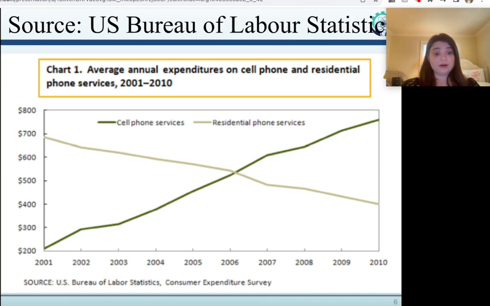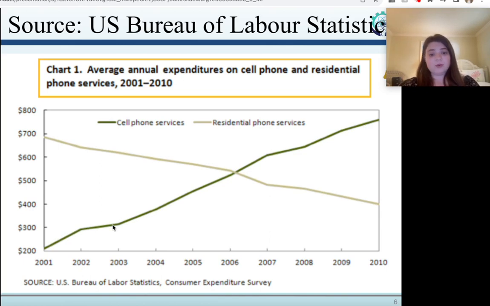But the main thing I notice is that over the 10-year period, people are spending more and more money on cell phone services, but less and less money on residential phone services. That's the biggest thing I notice, right? Like in 2001 over here, it looks like people are spending a lot more on residential phones, but by 2010, the opposite is true. People are spending a lot more on cell phones, right? And this is pretty gradual. It didn't go up and down, up and down, up and down.